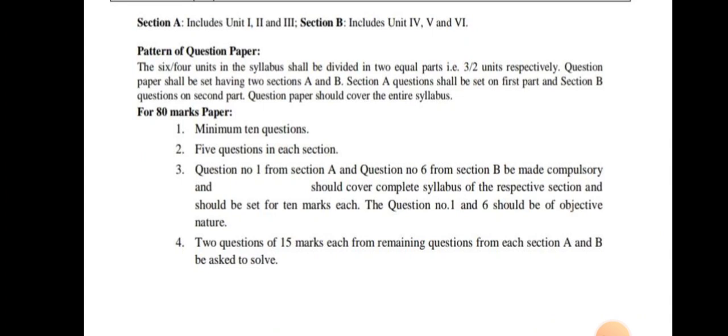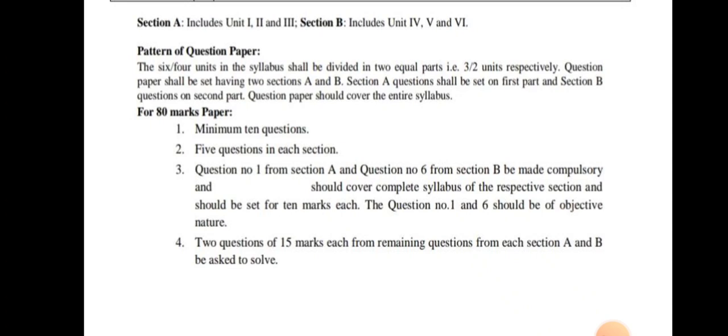Section A questions shall be set on the first part and section B questions on the second part. The question paper should cover the entire syllabus for an 80 marks paper. Okay, so as we know, the paper will be of 80 marks. There will be minimum 10 questions, 5 questions in each section. Means section A will be question numbers 1 to 5 and section B will be question numbers 6 to 10. From this, question number 1 and question number 6 will be compulsory and should cover the complete syllabus of the respective section and should be set for 10 marks each.